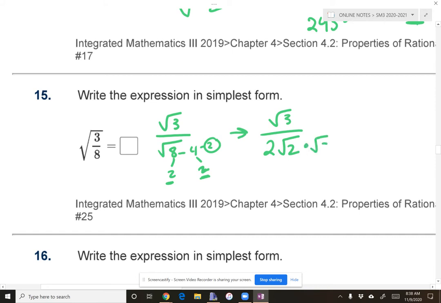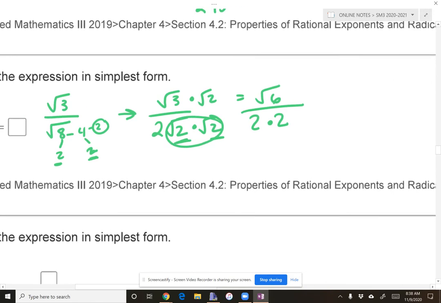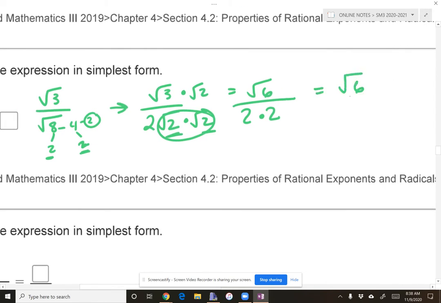So I'm going to give it another 2 on the bottom and a 2 on the top. And I get 3 times 2 is the square root of 6 over 2 on the outside. And then I can multiply by another 2 because these guys will no longer be roots. And I get the square root of 6 over 4. And I'm done.